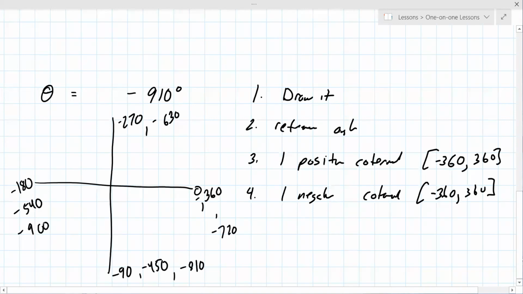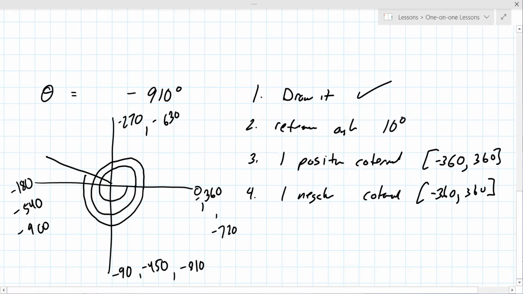Okay, now I do. So you're going to go all the way around. That's 360. And then you go all the way around again. That's 720. And then it's just past that, just barely into the third quadrant. Yep. And then the reference angle should be 10 degrees.